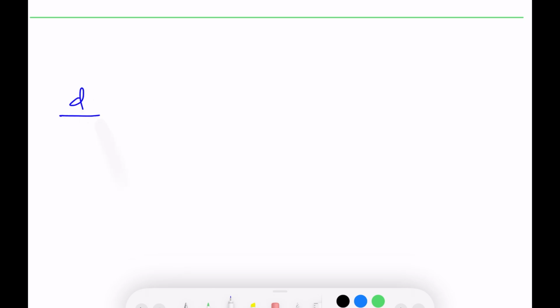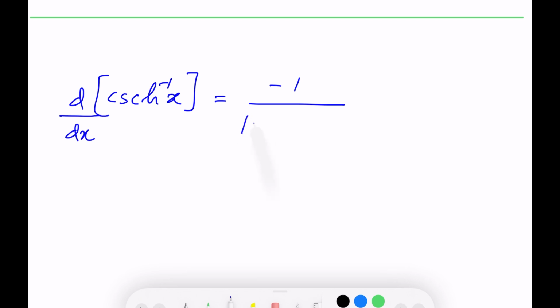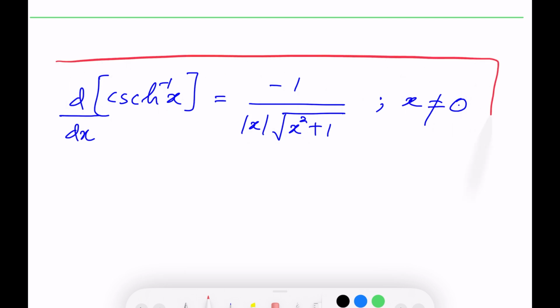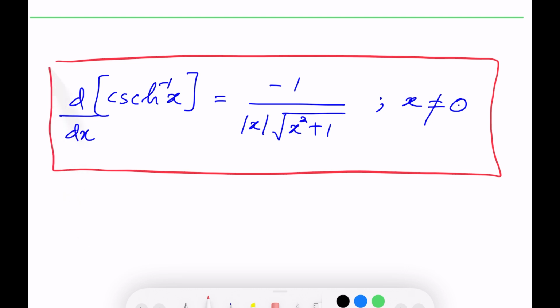d by dx hyperbolic cosecant inverse x should be equal to, let's write it as always negative, negative 1 over the x term. I'm going to write it inside absolute signs. And then inside square root, I have x squared plus 1. Now, for all the values of x, as long as x is not equal to 0, we get a negative answer as the derivative. So please remember this result. This is what you get if you differentiate hyperbolic cosecant inverse x function.